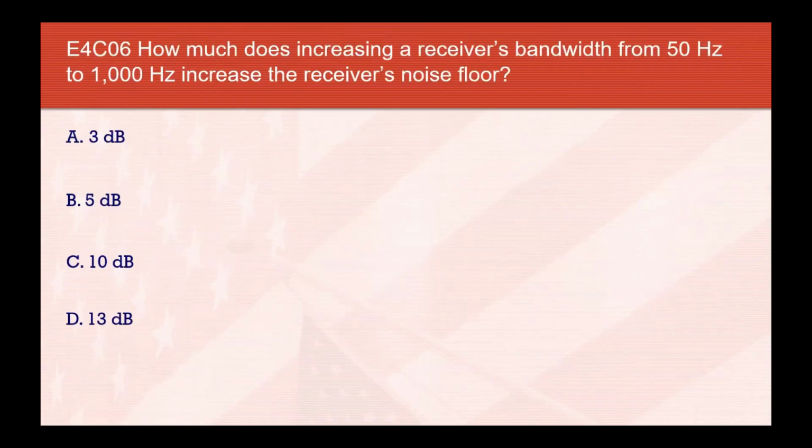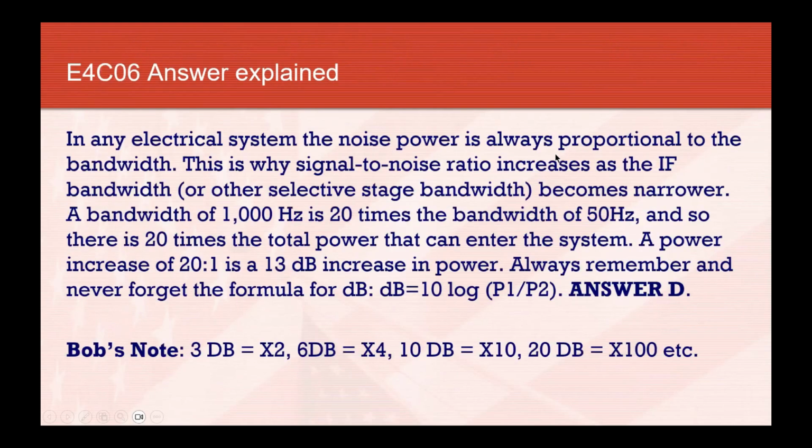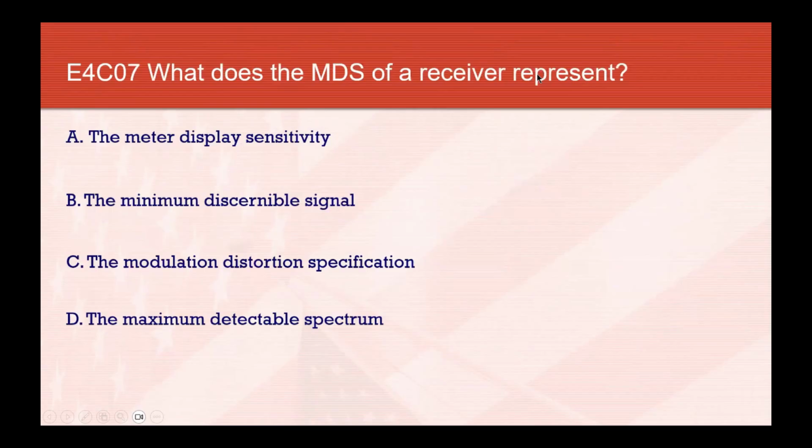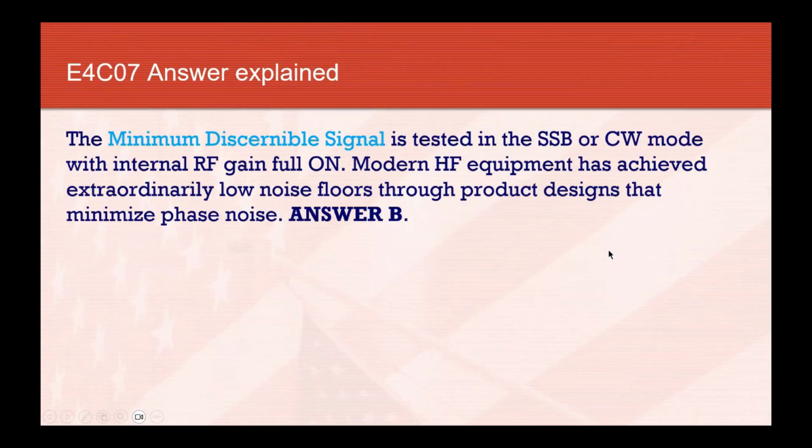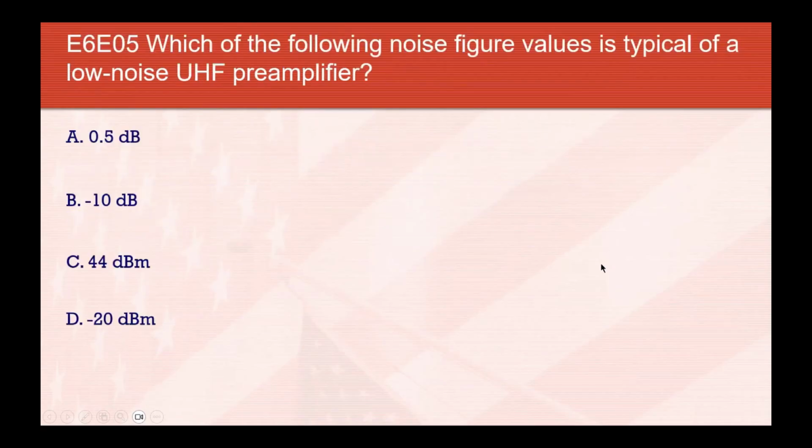How much does increasing a receiver's bandwidth from 50 hertz to 1,000 hertz increase the receiver's noise floor? It's 13 dB. Again, you can remember that, which is what I recommend, or you can calculate it if you like by running those numbers through and doing the logarithmic calculation. The easy way is probably just remember it. MDS, minimum discernible signal. Minimum signal that you can receive.